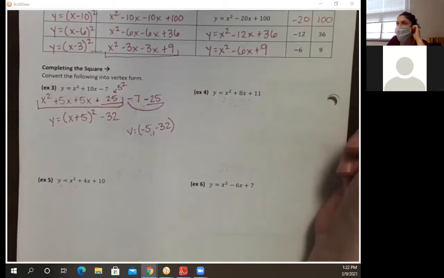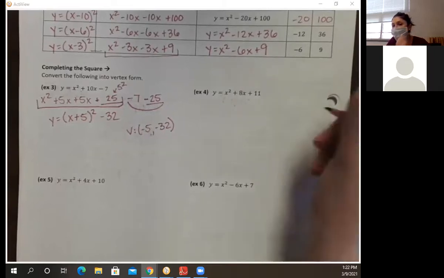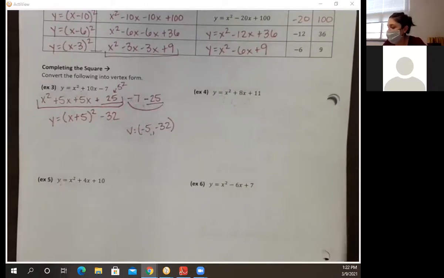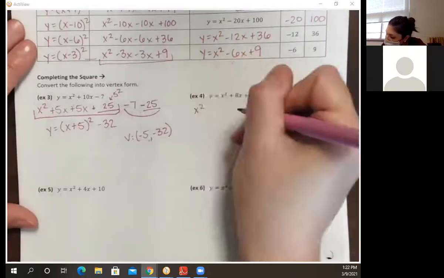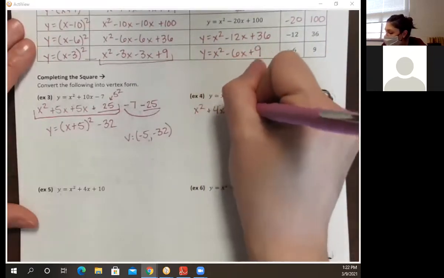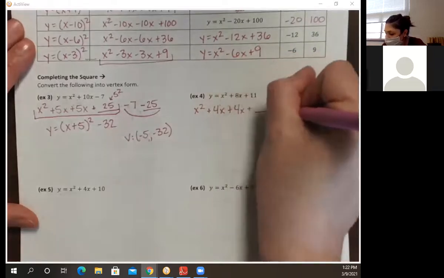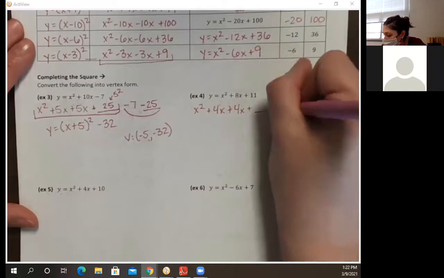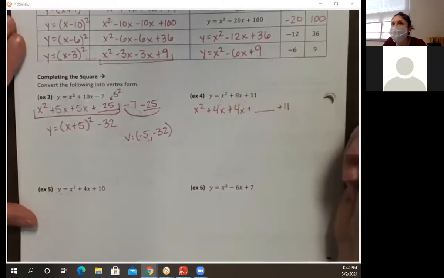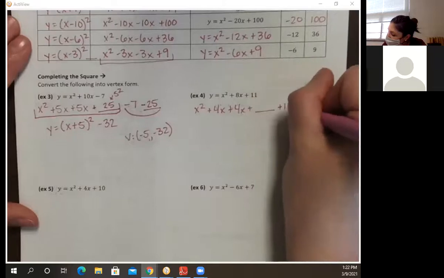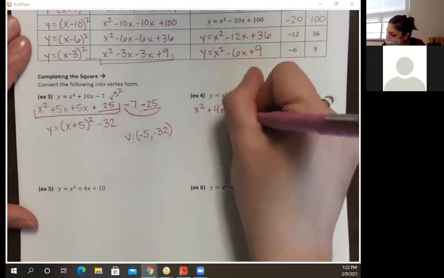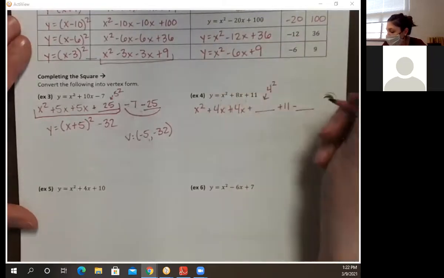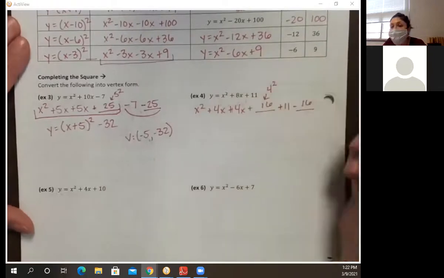Questions on example 3? Okay, so we're going to do this again with example 4. Same idea. I'm going to split the middle guy, that b term. So I have x squared plus 4x plus 4x plus something, not 11. I don't want 11. But I can't throw out 11, so I'm just going to scoot it over. And then whatever I add, I'm also going to have to subtract at the end. Now I want to fill in the blank with that cut in half number squared. So 4 squared is 16. So I'm going to fill in my blanks with some 16s.